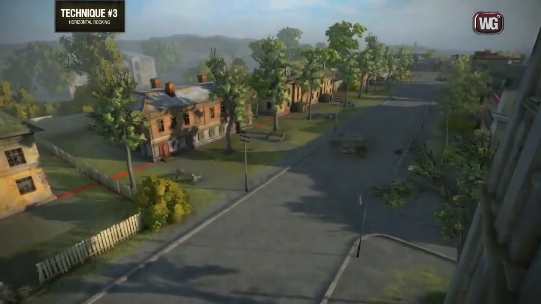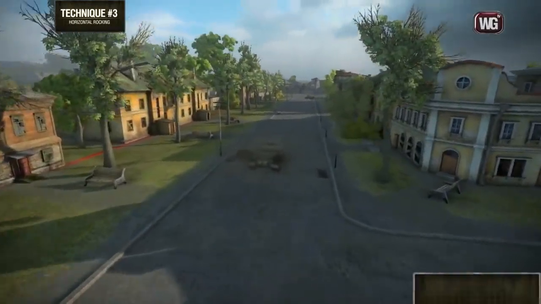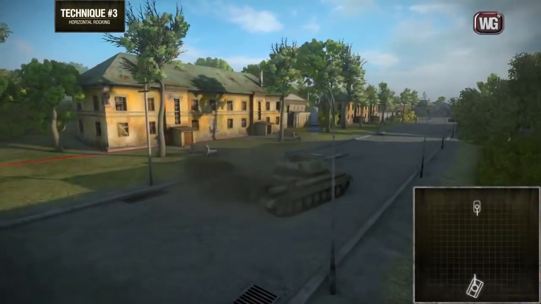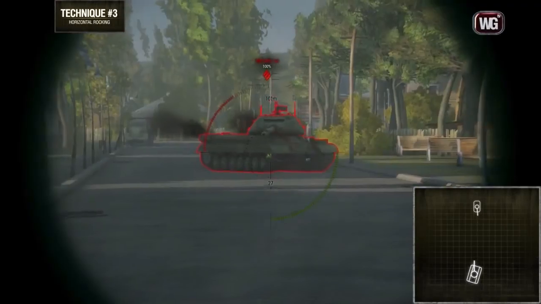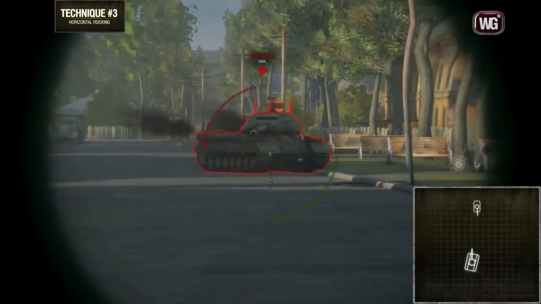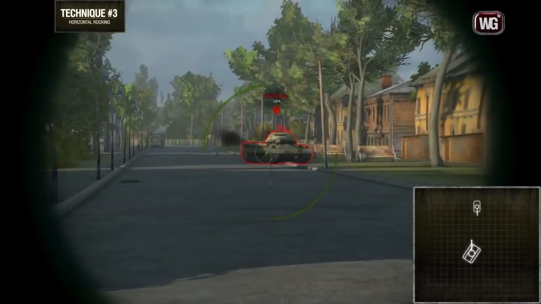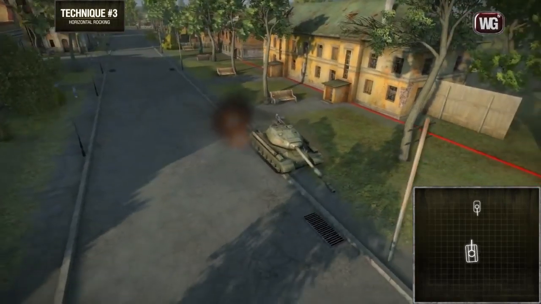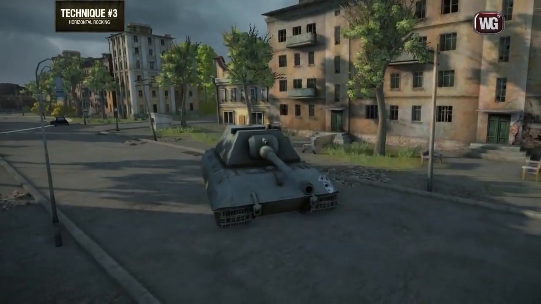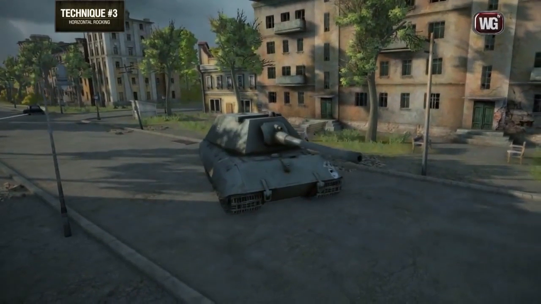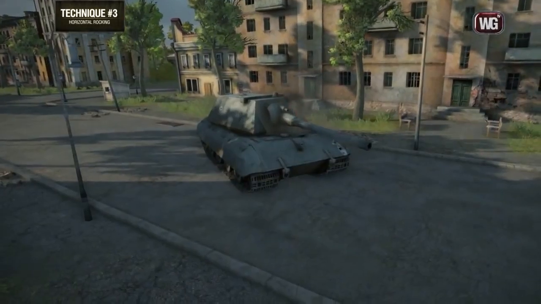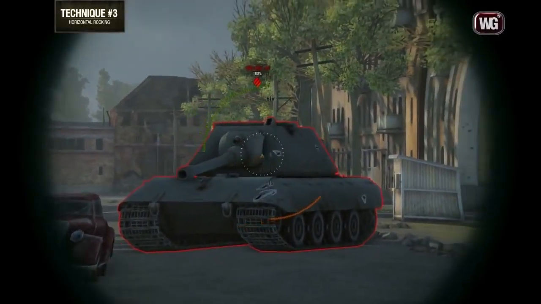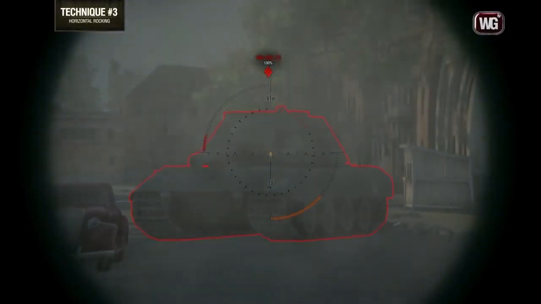Technique number 3, making use of horizontal rocking. You can perform this common technique by driving your vehicle from left to right and back in short dashes. With this trick, your enemy won't be able to aim at your weak spots accurately and fire at your vertical armor gaps. This is especially helpful when your armor is relatively flat. While reloading, you can rotate your turret. We warn you that the enemy will have major difficulties aiming at its sides.